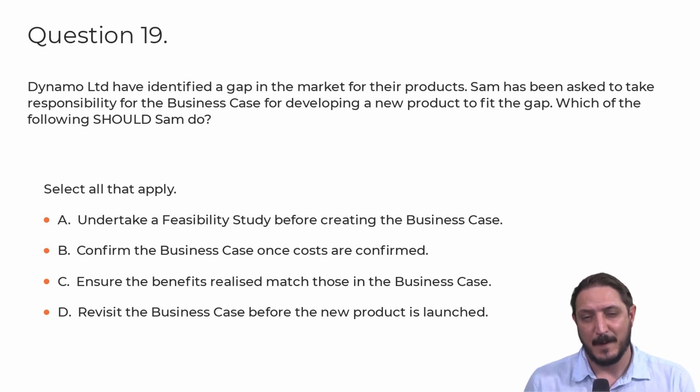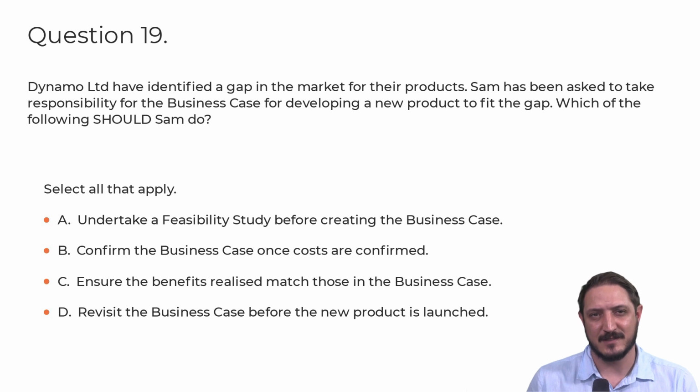But in terms of the business case, once we've actually received those benefits, why would we need to go back to the business case to see if this is the case? We've already realized the benefits. So C is not a viable option for us.